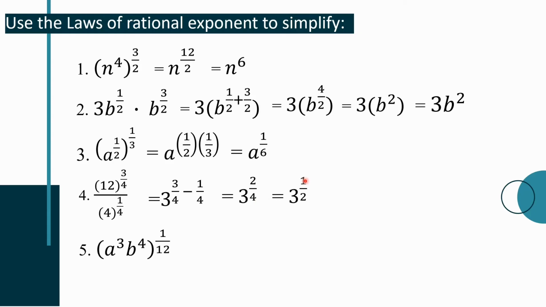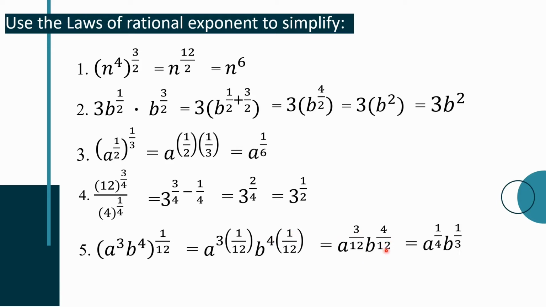Okay? Next, we have a cube, b to the 4th power, raised to the power of 1 over 12. So, that will be equal to, ayan, power of product rule, i-multiply natin or i-distribute natin si exponent na 1 over 12 sa bawat factor. Okay, so we have 3 times 1/12 and then 4 times 1/12. Nakukuha? Can you still follow? Okay, good. So we have 3 times 1 is 3, then over 12. 4 times 1 is 4 over 12.